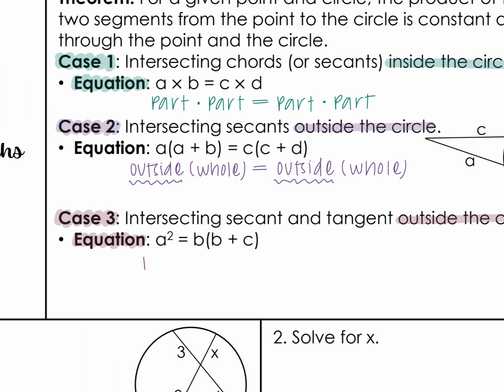Okay, so I'm going to write over here, we've got our tangent squared is equal to our outside times our whole. All right, now let's look down below at some practice problems and let's talk about how we can use these theorems.